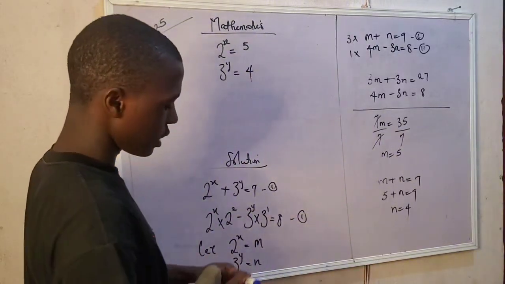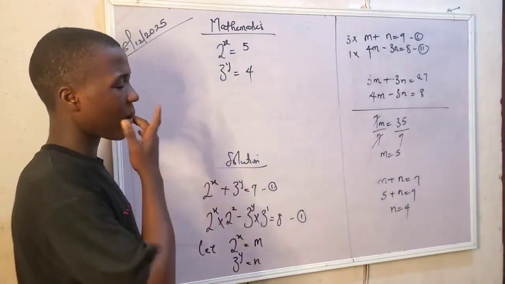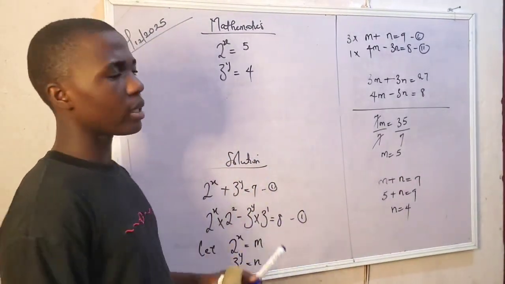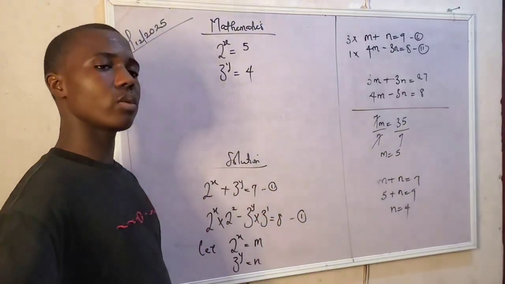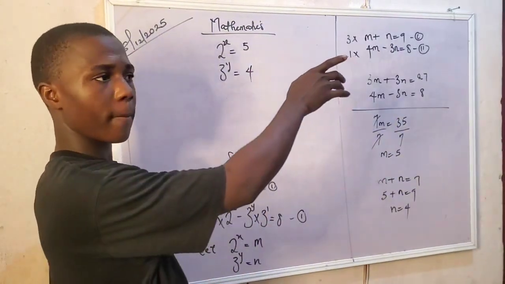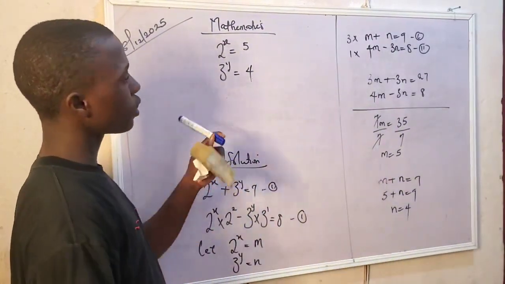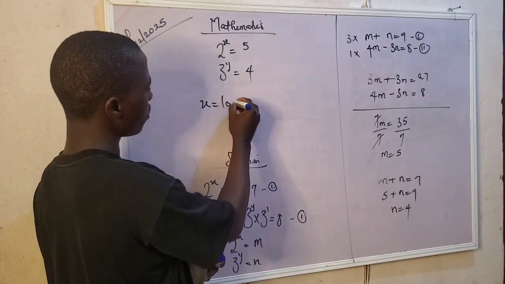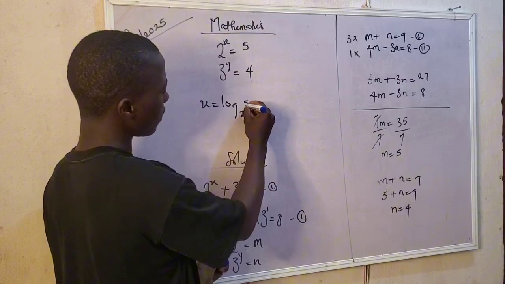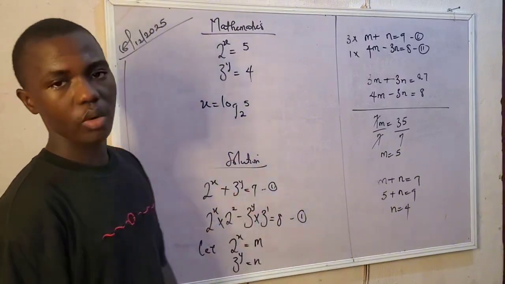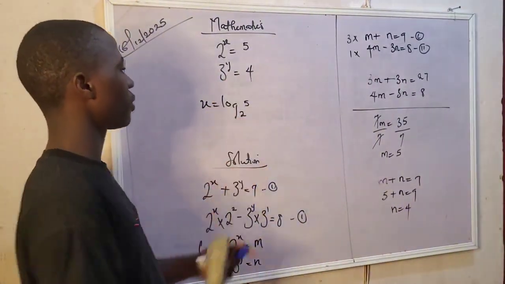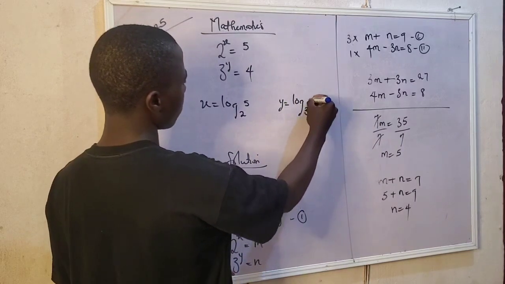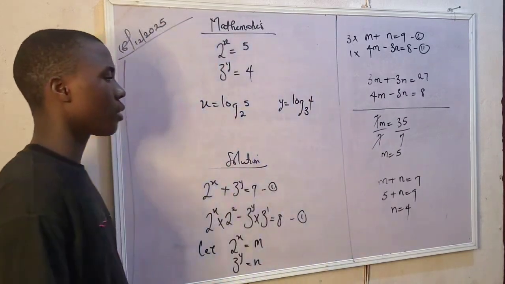What we do here is that we use the idea concerning the relationship between indices and logarithm. Now this is in index form. What do we do to change from indices to logarithm? The x now becomes log 2 is the power of 5. Same thing applies for this other one. Y here becomes log 3 raised to the power of 4.